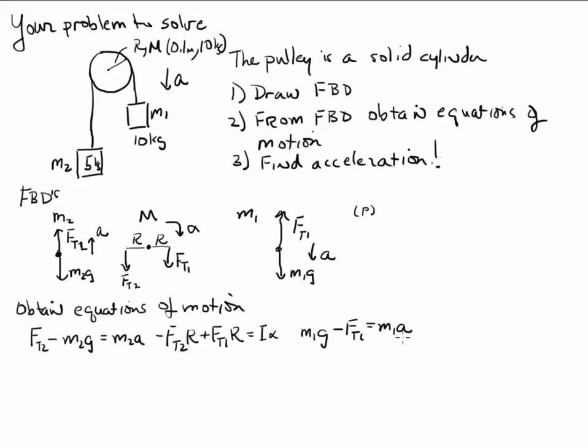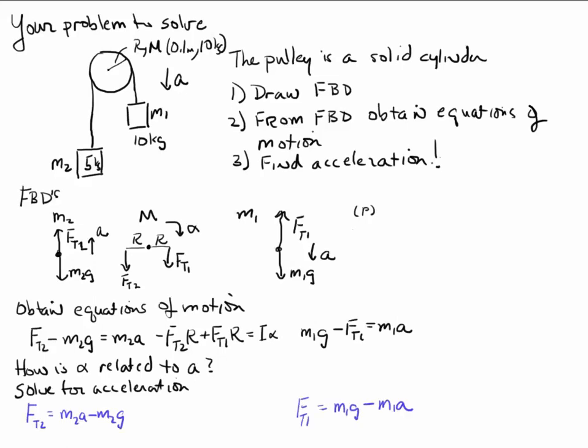At this point, you should realize what steps are necessary to solve for acceleration A. Now we first ask, how is alpha related to A? And solve for the acceleration. First thing I want to do is write force of tension T2 equal to mass of 2 times acceleration plus mass of 2 times gravity. And the force of tension T1 can be similarly written.